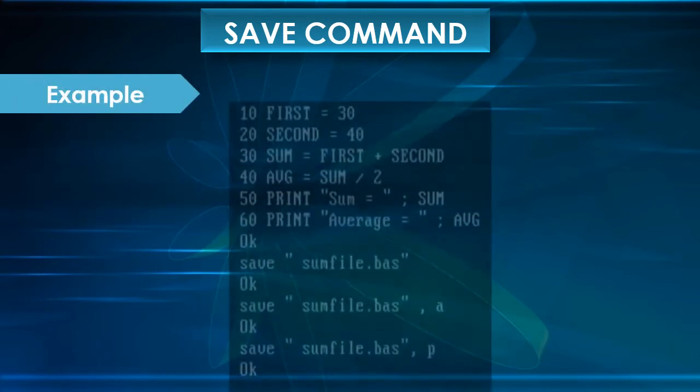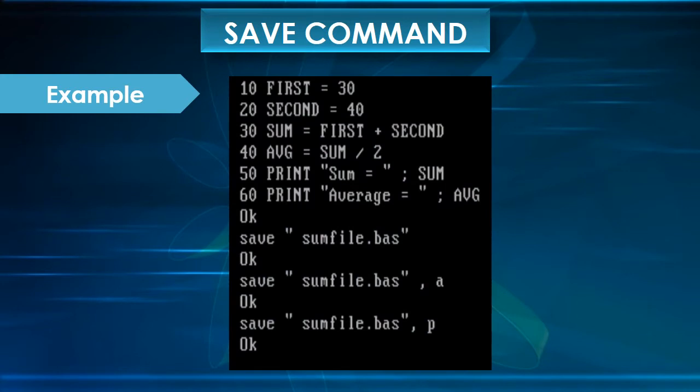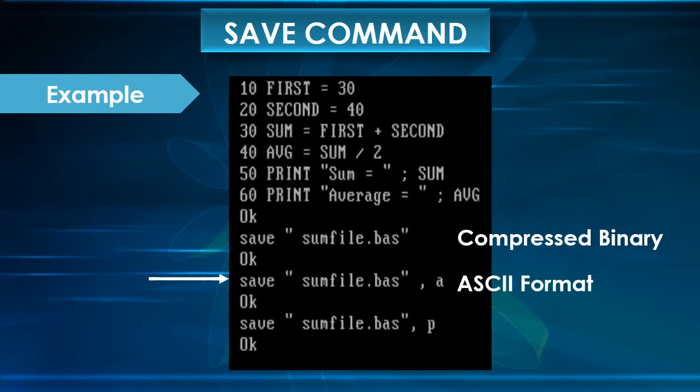Let's see an example for save command. I have written a program to calculate the sum and average of two numbers. The first syntax is save sumfile.bs. It will save this file in compressed binary format. When I type save sumfile.bs, "A", it will save it in the ASCII format. And when I type save sumfile.bs, "P", it will save it in encoded binary format. And for the three, it has shown me an OK message, meaning that it has saved my file in the way I want.